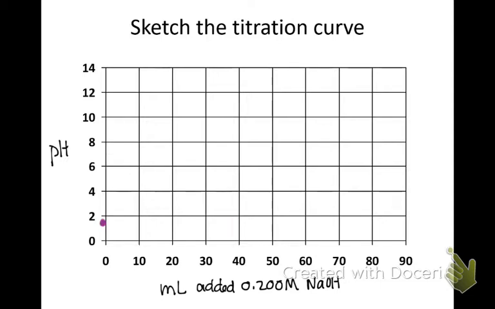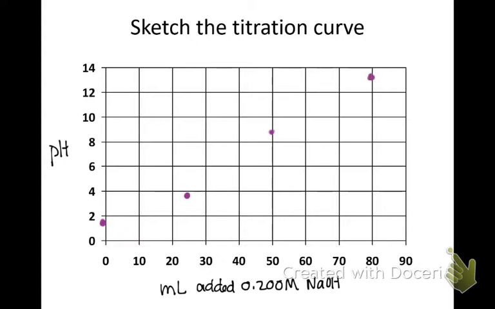At our next point, which was 25 milliliters, we saw that the pH was 3.46. So let's call that right about there. We saw that at 50 milliliters added, the pH was 8.25. So maybe right in there. And then finally, at 80 milliliters added, the pH was 12.7.